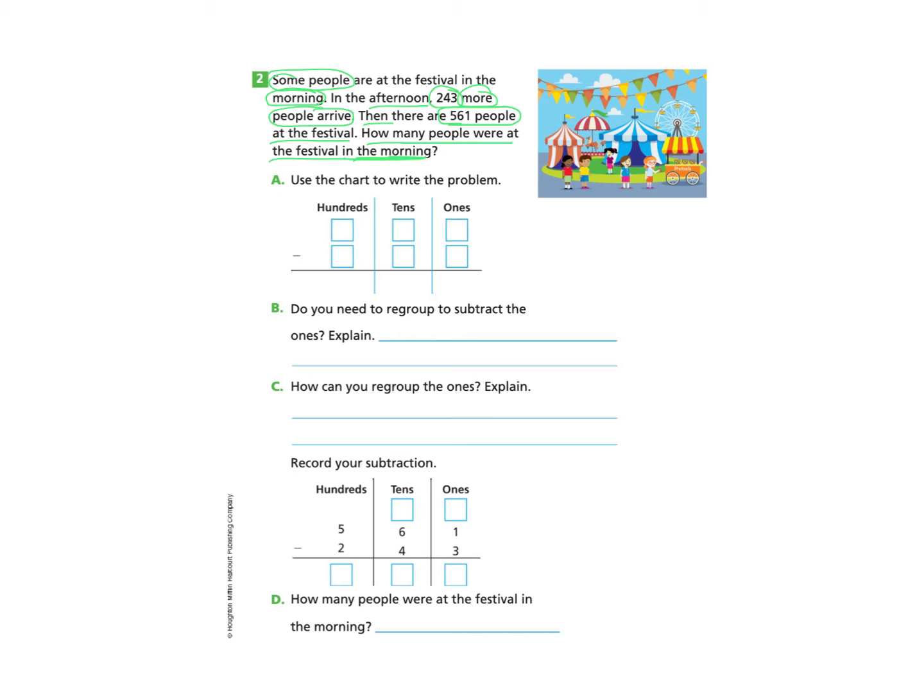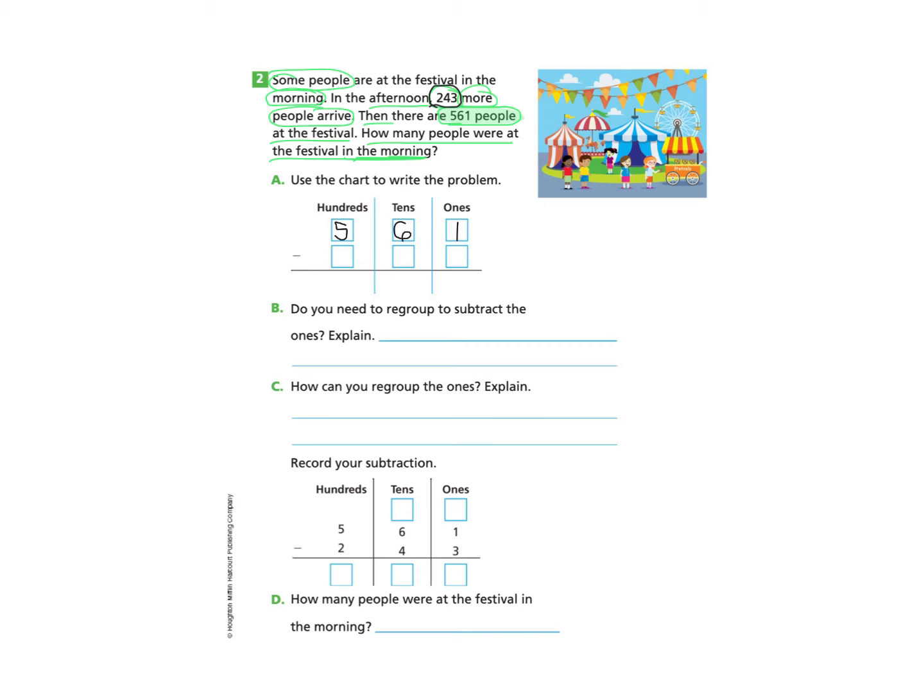Part A asks us to use the chart to write the problem. If you'd like to pause and try this on your own and come back, you may do so, or follow along with me. So we know that there is a total of 561 people. So we're going to go ahead and write that in as our total amount, 561, into the chart. And we do know that in the afternoon, there were 243 more people that arrived.